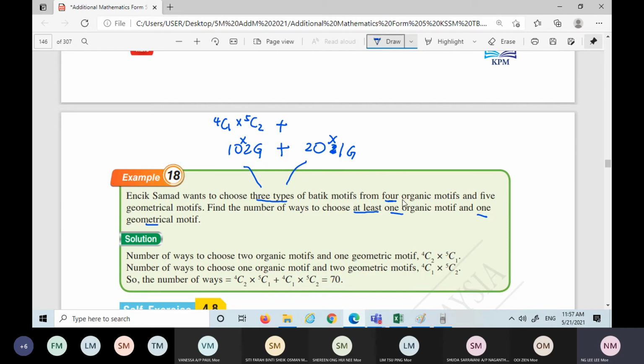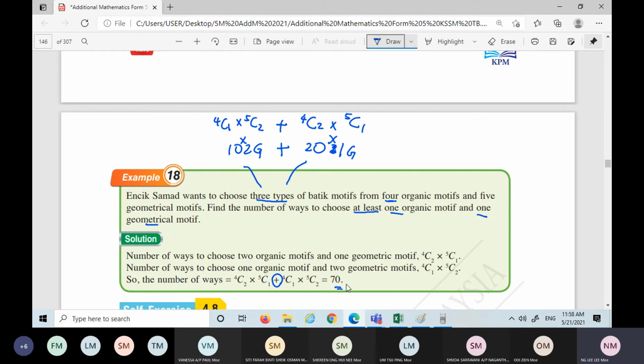2 organic, from 4 organic you choose 2, 4 choose 2. And then 1 geometry is from 5, so 5 geometry, you choose 1. In between is plus. So this is the answer: 4C1, 5C2, plus 4C2, 5C1. So the answer is 70.